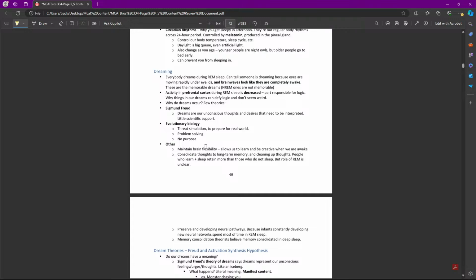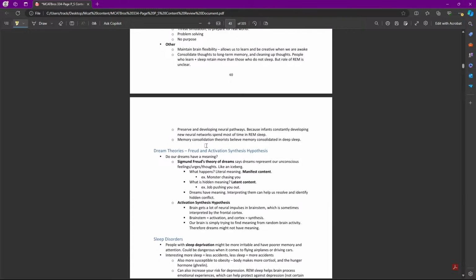When we are awake, we consolidate thoughts into long-term memory and clean up thoughts. People who learn and then sleep retain more than those who do not sleep, but the role of REM is unclear. Another theory is that it preserves and develops neural pathways, because infants, who are constantly developing new neurons, spend most of their time in REM sleep. Memory consolidation theorists believe memory consolidates in deep sleep.